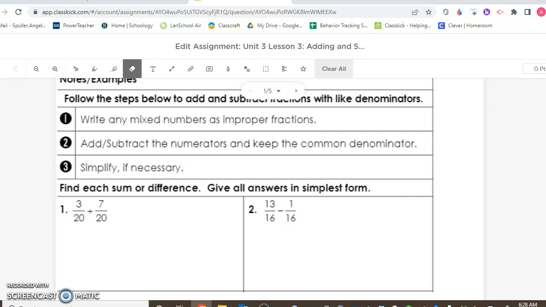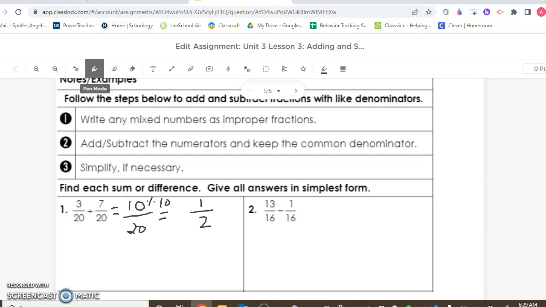So, looking at number 1, I don't have any mixed numbers, so I'm just going to add across the top. So 3 plus 7 is 10. The denominator stays the same. And I can simplify. I can divide both by 10, and I get 1/2. Good job.